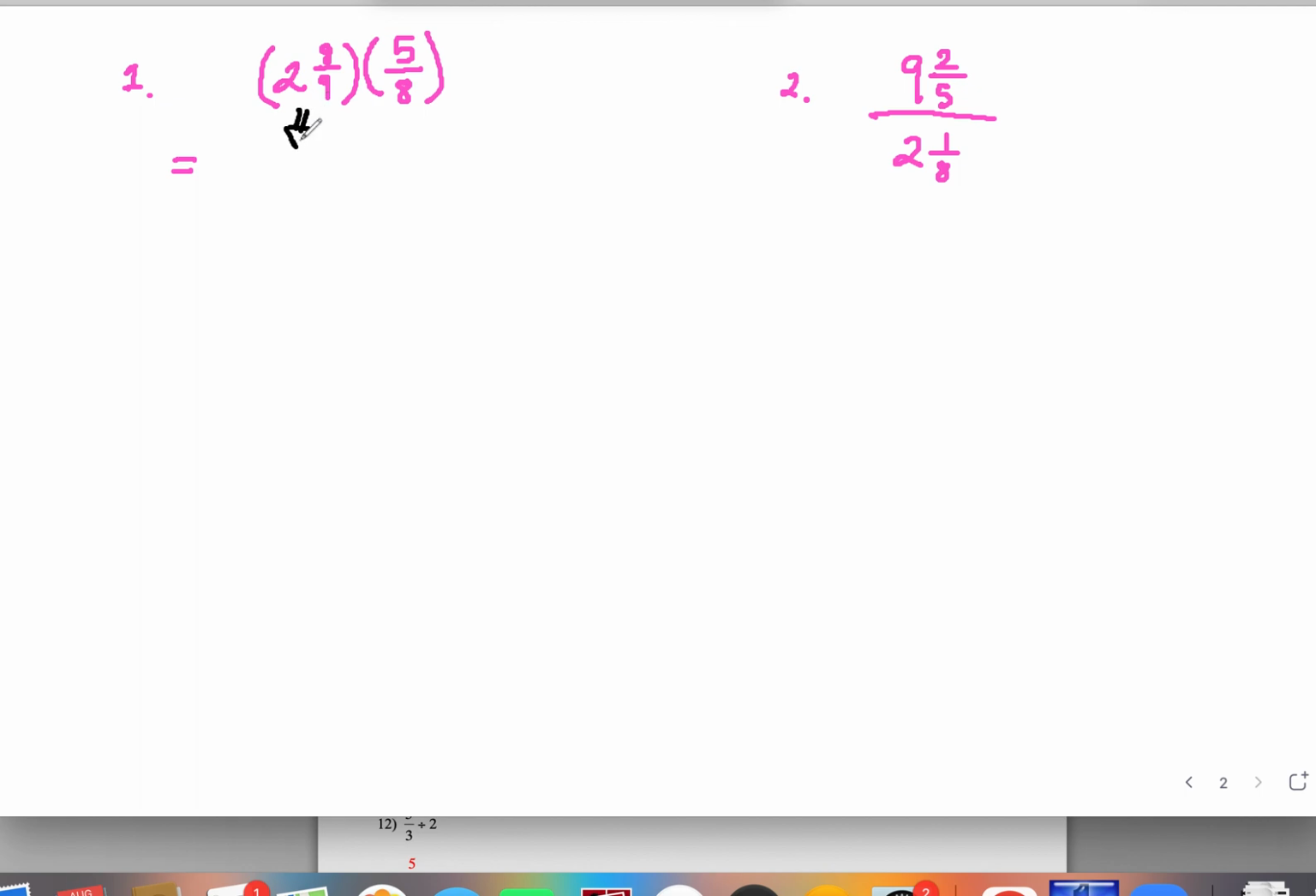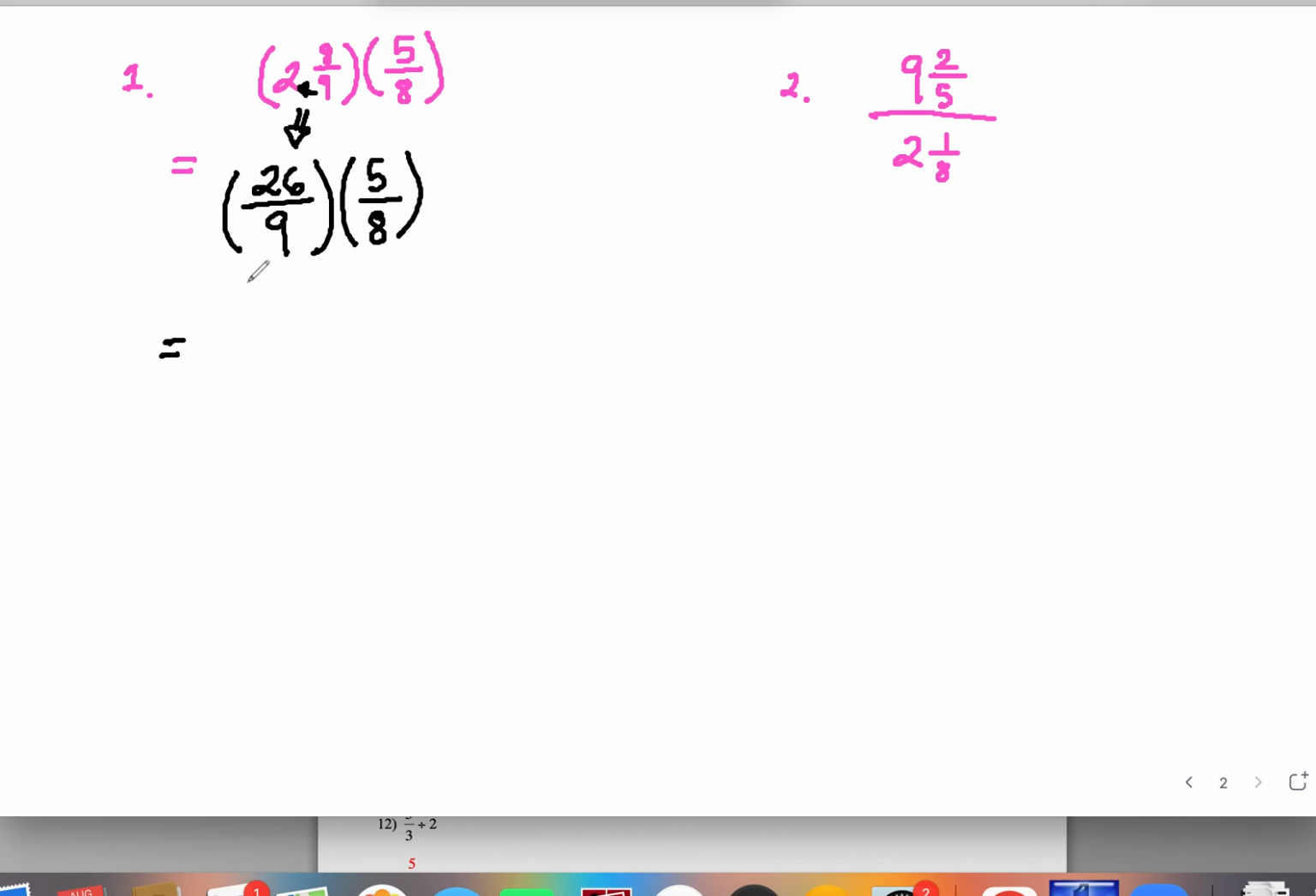as an improper fraction. So this fraction is a mixed number, 2 and 8/9. We're going to change it into an improper fraction. 2 times 9 is 18, plus 8 is 26. That becomes the numerator. Over the denominator, 9. And 5/8 is already a fraction. We don't want it as a mixed number.